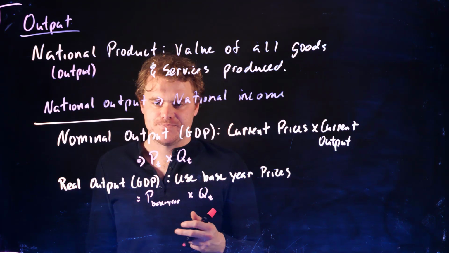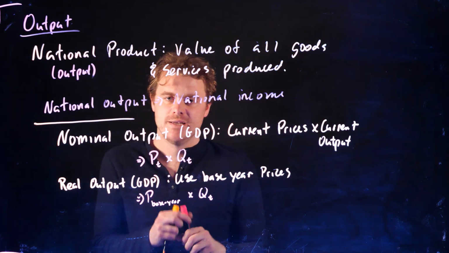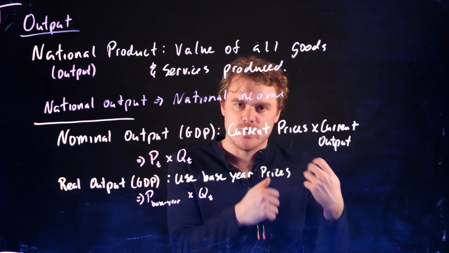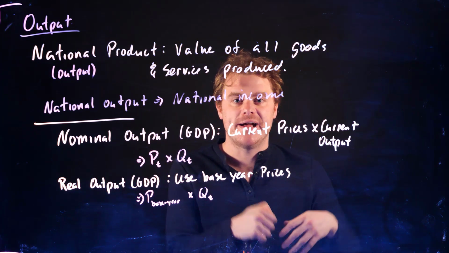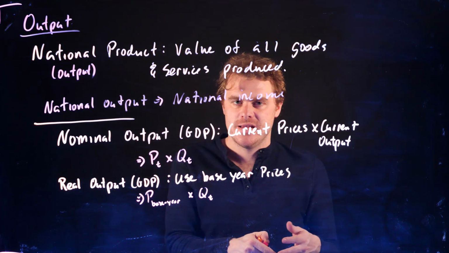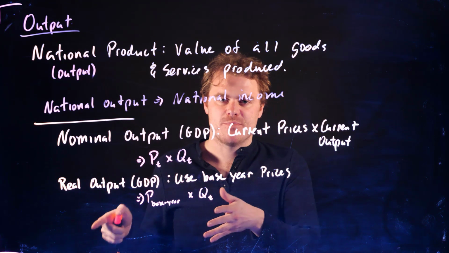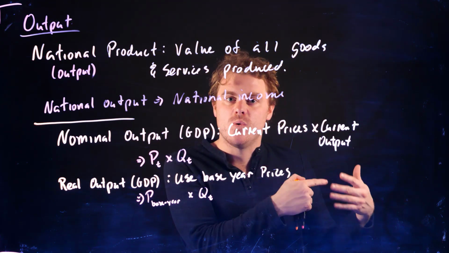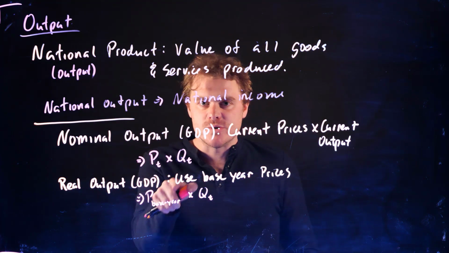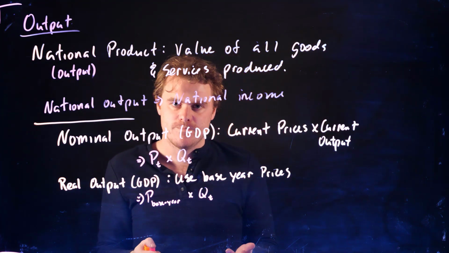So for instance, if we are interested in calculating 2019 GDP and we want to get the real GDP in 2019, we have to pick a base year. Let's say we use 2010 prices, and we multiply 2010 prices times 2019 quantities. And that would give us real GDP in 2019 using 2010 as a base year.